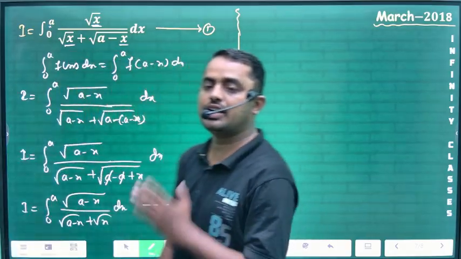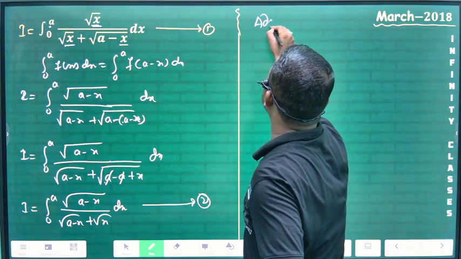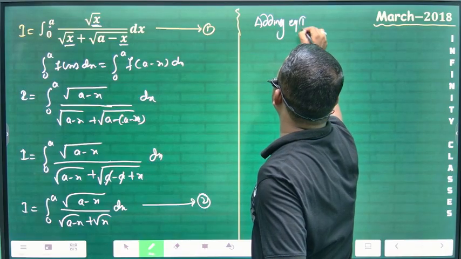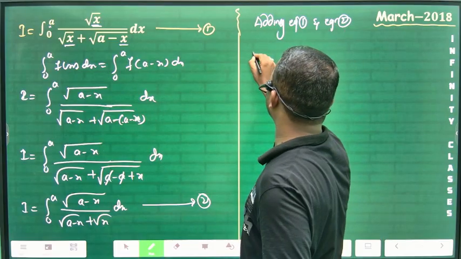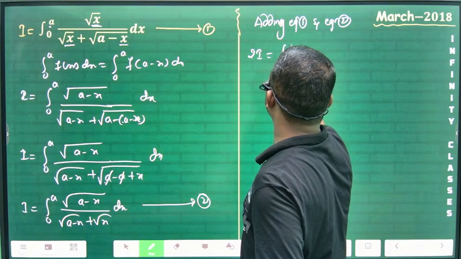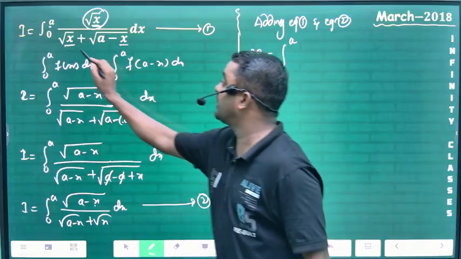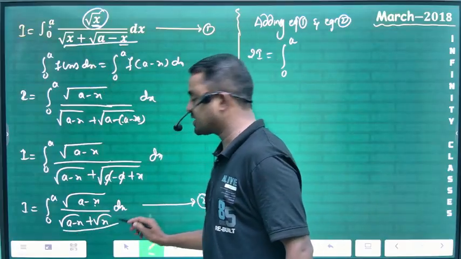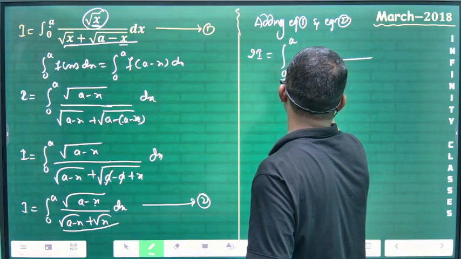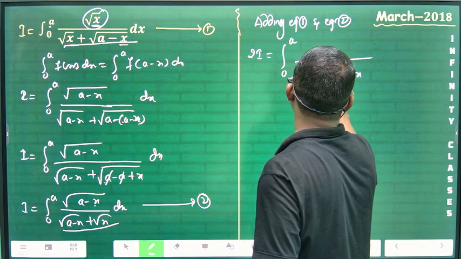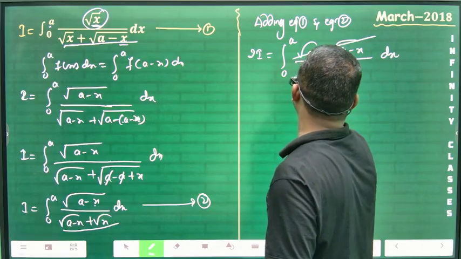Adding equation 1 and 2, we get i plus i, 2i, equal to integration of 0 to a of root x plus root a minus x, because the denominator is root x plus root a minus x, and root a minus x plus root x is the same. The denominator is the same, so we can add the numerators, that is root x plus root a minus x, over root x plus root a minus x dx. Now this will get cancelled.